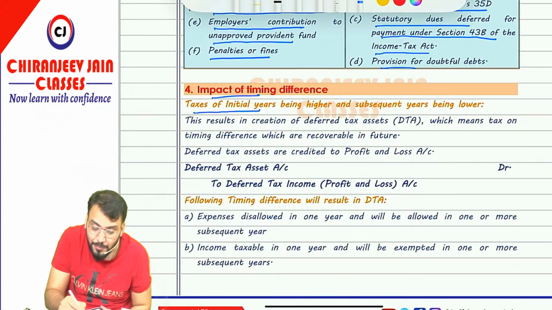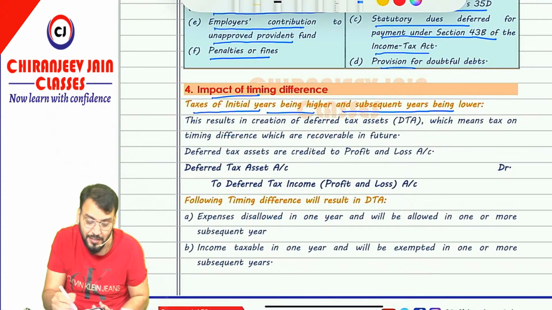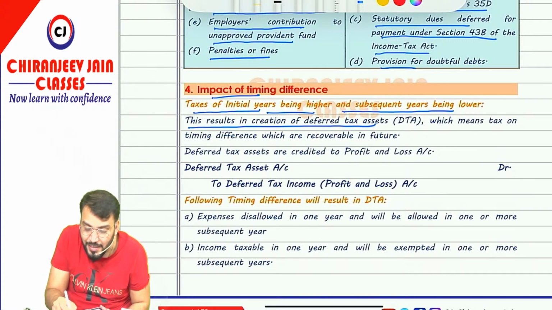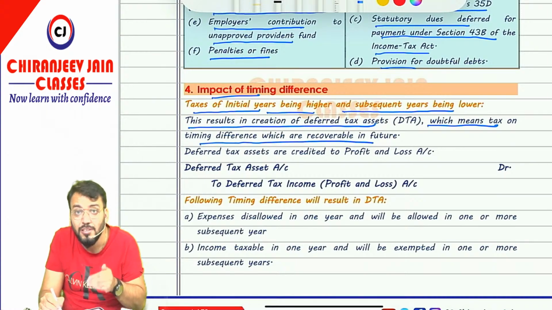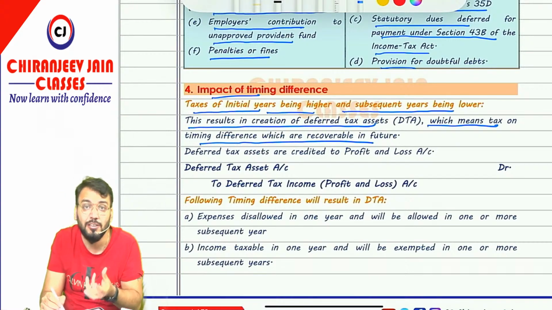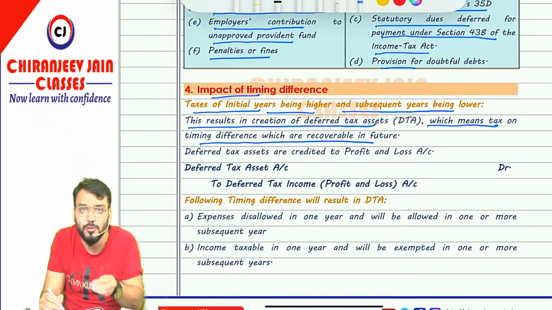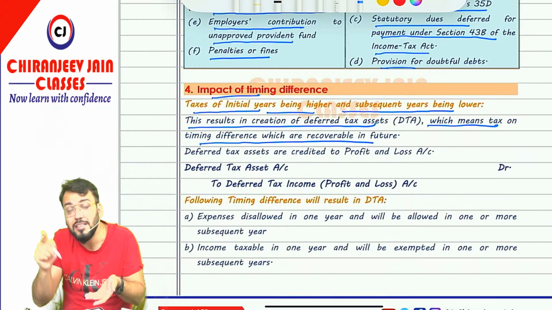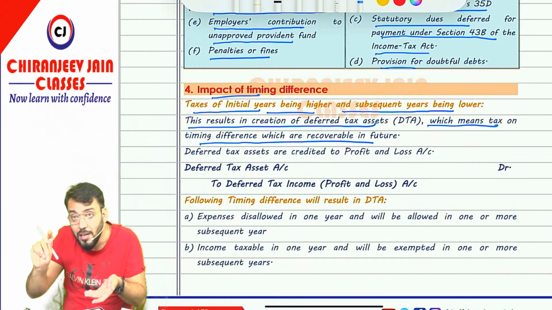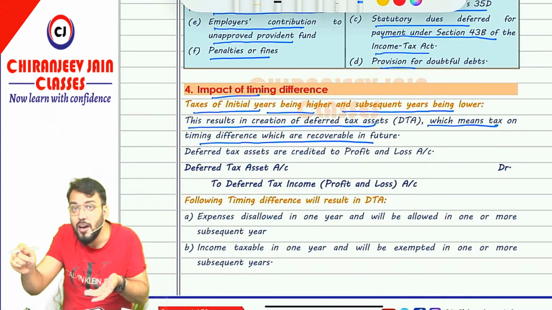Correct. Now the impact on timing difference. Taxes of the initial year being higher and subsequent year being lower means we are going to recognize DTA. This results in creation of deferred tax asset, which means tax on timing differences which are recoverable in future. Suppose provision for doubtful debt is recognized in books of account. That is disallowed in the current year but will be allowed in the year when actual bad debt happens. So in the future this will be deducted in computing taxable profit, means we are saving some tax in future, therefore it is recoverable in future.